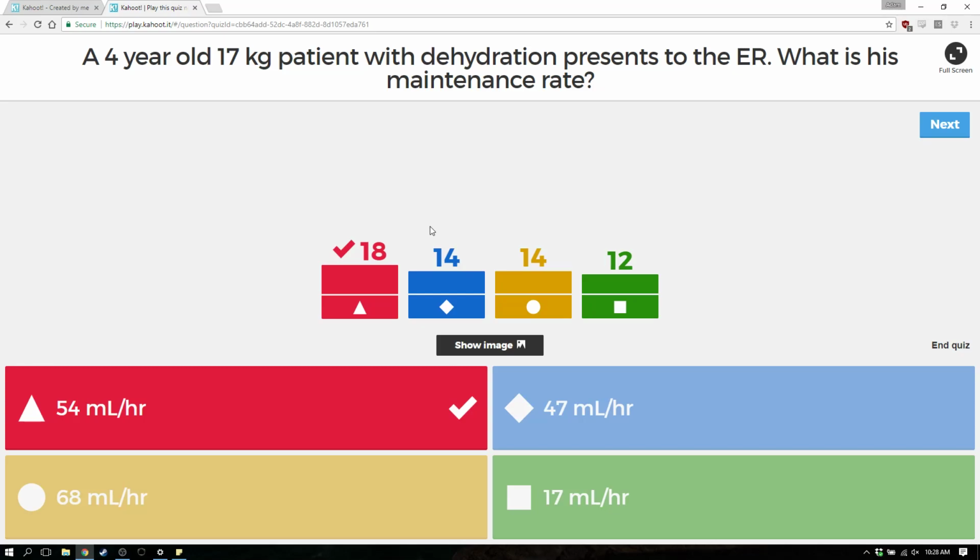4 milliliters per kilogram per hour for the first 10. Yep. So you're doing 4 mLs per kilo per hour for the first 10 kilos of the patient's weight. And then for the next 10 kilos, 2 mLs per kilo per hour. And then for every other subsequent kilogram, 1, right?